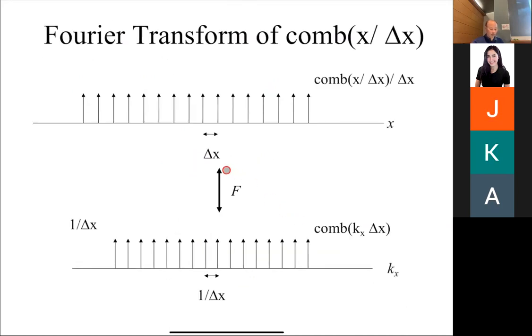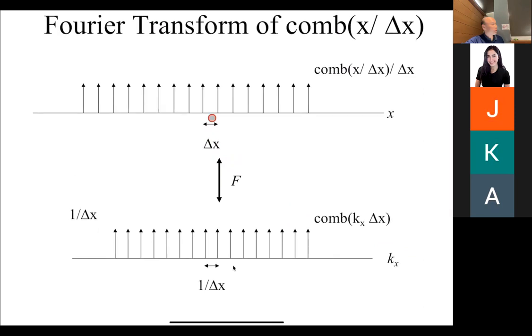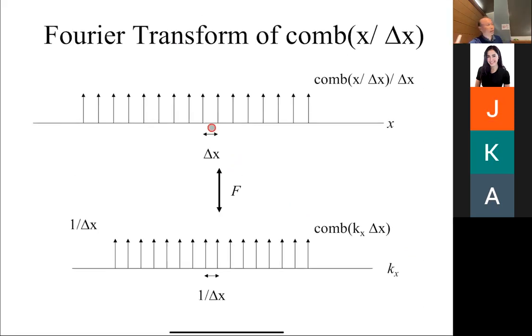So this is what it looks like. If I sample by delta x in one domain, in the Fourier domain, I get 1 over delta x. Okay. So basically, the finer I sample in one domain, the more spread out the impulse train is in the other domain. So that's just the scaling theorem.